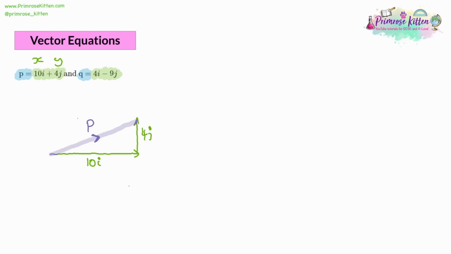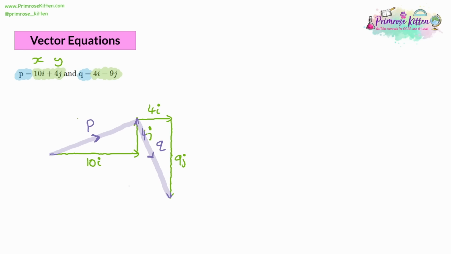For vector Q, we can see it's 4i, so it's going to go another 4 across, and it's negative 9j, so it's going to go 9 down. So the plus and minus just tell you whether it's going left or right, or up or down. Now we can label vector Q. It's going to go directly. It's not going to go left then down. So it's going to look like this. We've got vector P, and at the end of vector P, we've got vector Q.